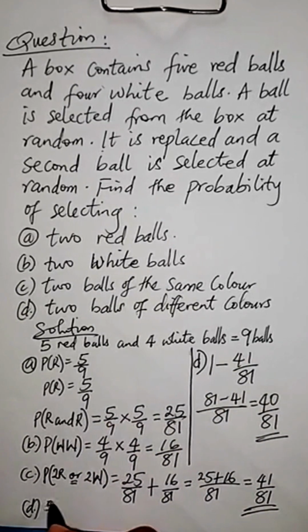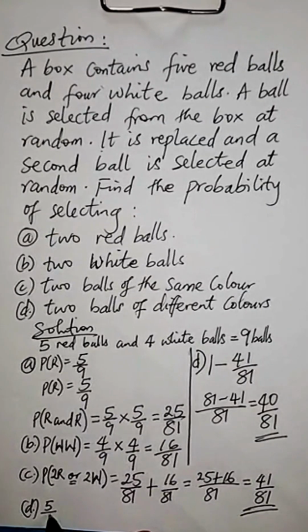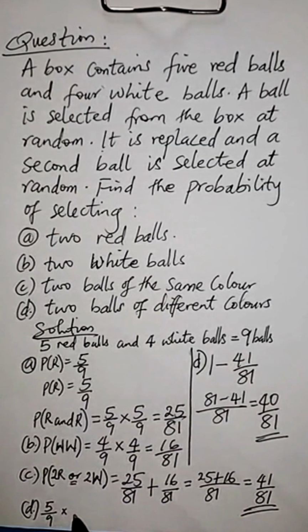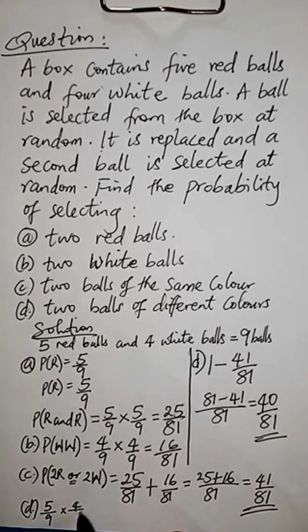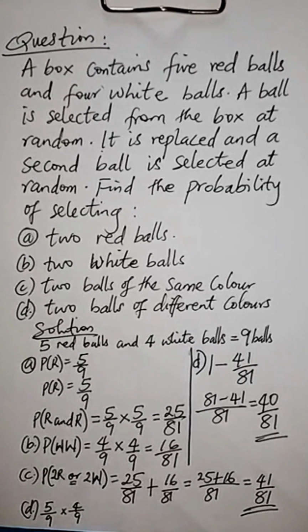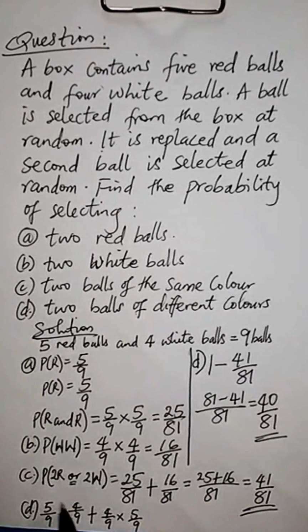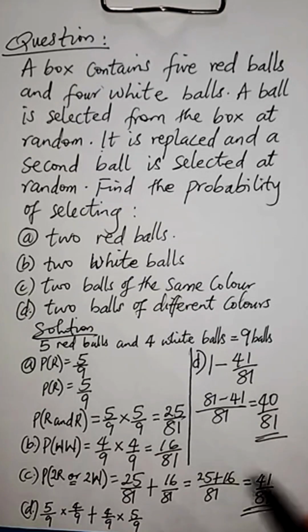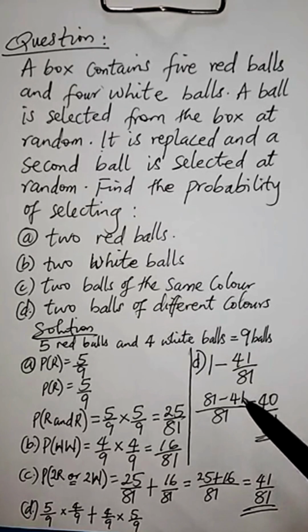So the first picking can be for the red ball, which is 5 out of 9. That multiplied, the second picking will be white, 4 out of 9. So you've done that picking. Plus, different color, now we're starting with a white ball, 4 out of 9, multiplied by 5 out of 9. So multiply these together, sum them up, whatever you get is the answer to question D. If it is the same as this, it means you are correct. So let me know if you get the same answer with the previous method I used in solving question D.